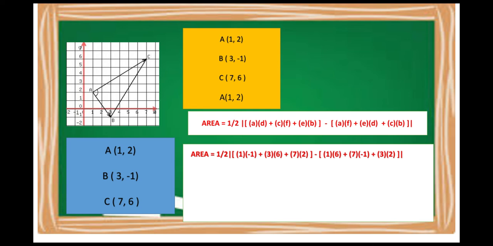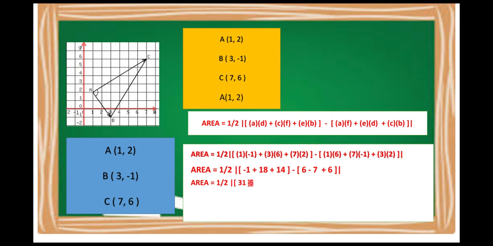To simplify this equation, we have 1/2 times: 1 times negative 1 is negative 1, plus 3 times 6 is 18, plus 7 times 2 is 14. Subtracted by 1 times 6 is 6, 7 times negative 1 is negative 7, and 3 times 2 is 6.